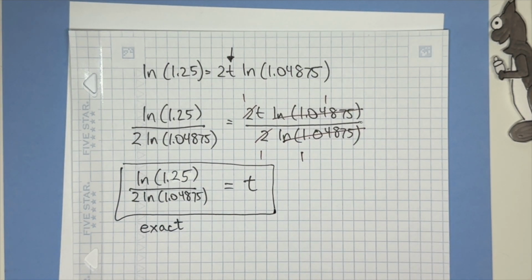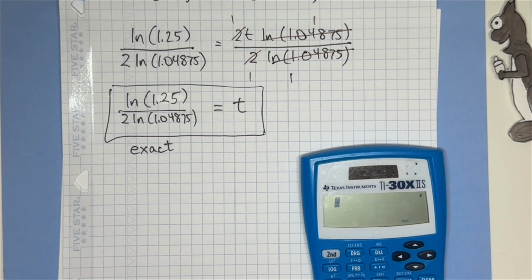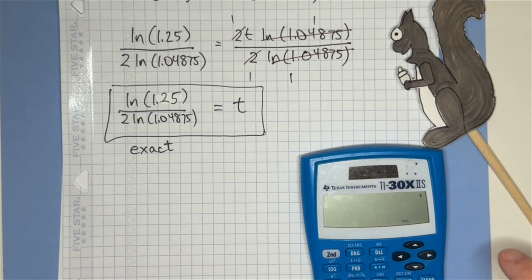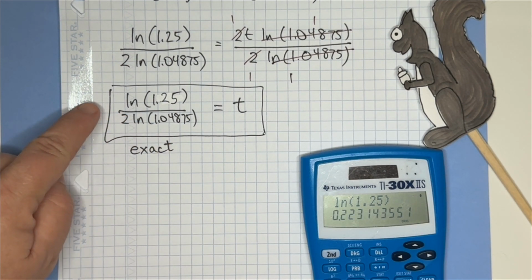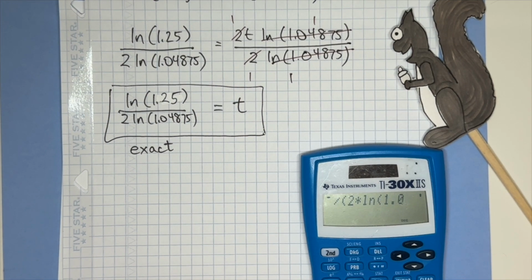And so the question is, what does this look like? Because if Nancy comes to you and says, hey, how many years should I leave this in? And you tell her that's the answer, she's going to pay someone else for advice. So let's go ahead and give her an actual answer. So natural log of 1.25, close that. I'm going to hit enter. That's the numerator. That's just this part. And then I'm going to divide by 2 times natural log of 1.04875.